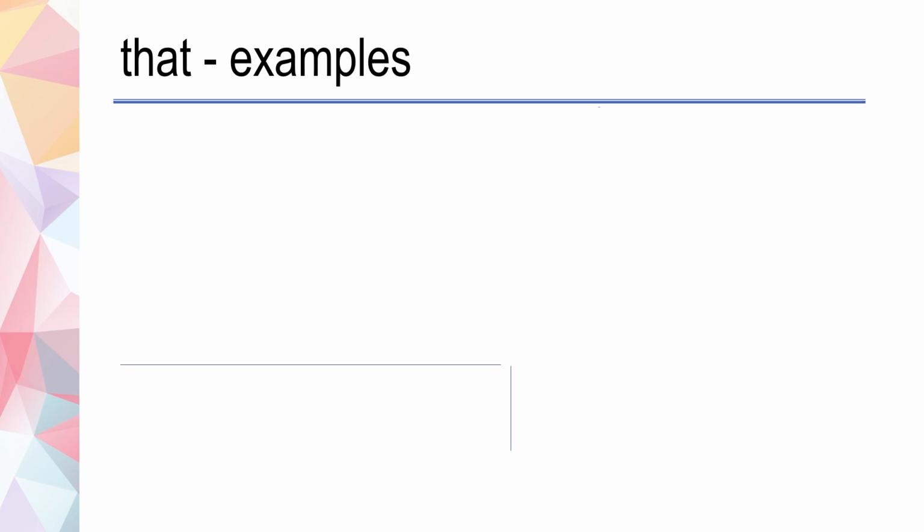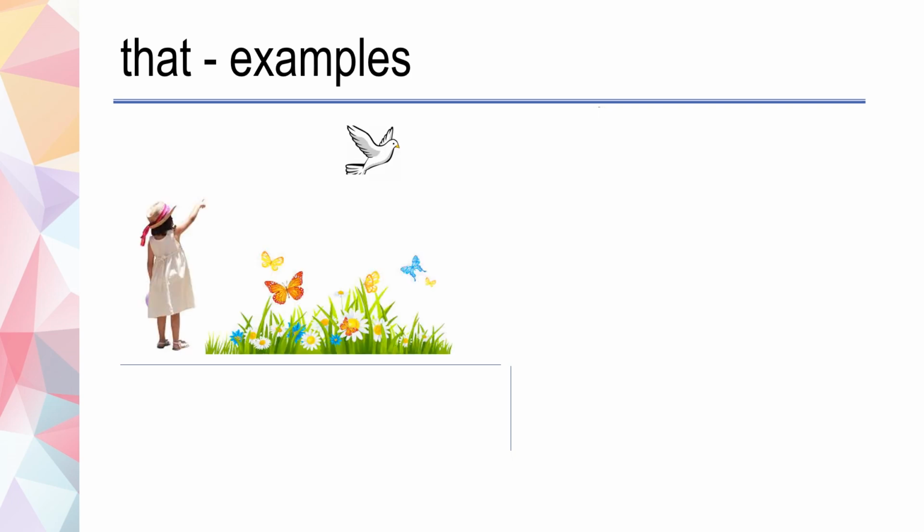Let's look at some examples using the word that. So a girl is pointing at a bird and she might be saying, that is a beautiful bird. So you notice that the bird is quite far from her, and that is why she's saying that is a beautiful bird, and it's singular, one bird.